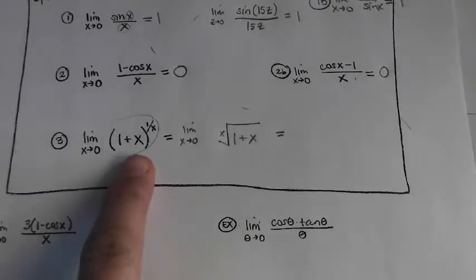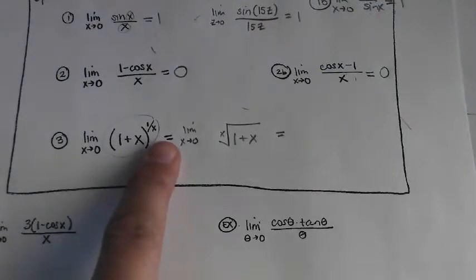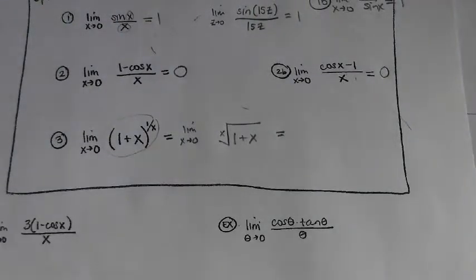So plugging in 0 gives us 1 to an undefined power. So there's obviously an issue there. It's not quite feeling like the indeterminate case because it's not 0 over 0, but definitely an issue. 1 raised to an undefined power.